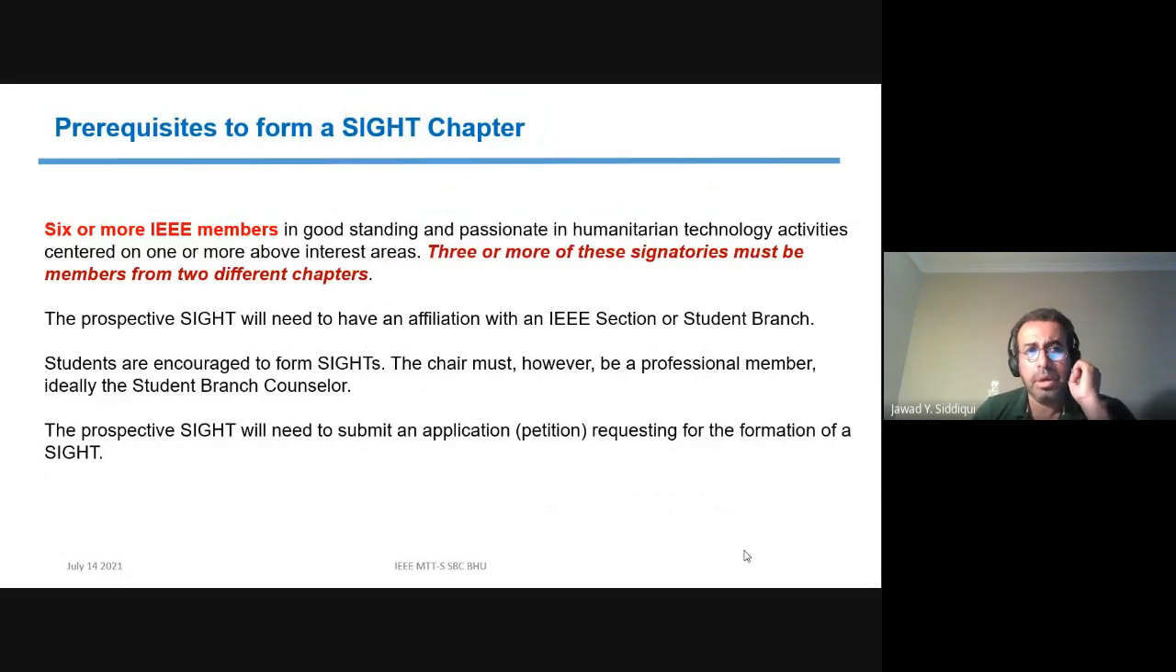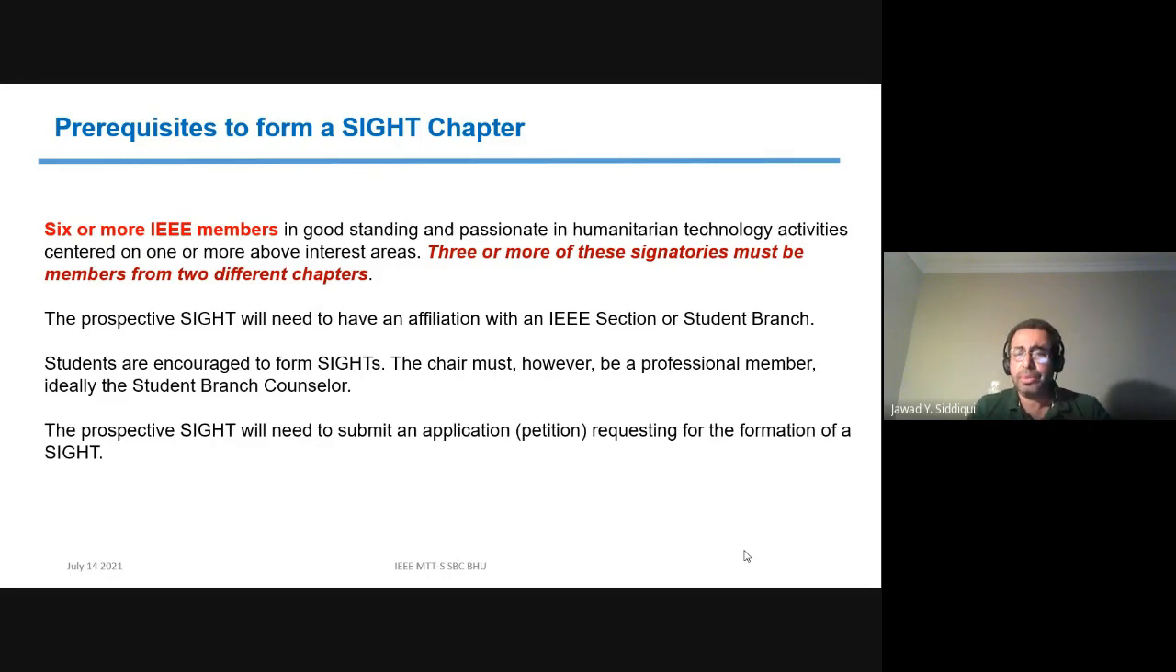Regarding the prerequisites to form a SIGHT chapter, I would request students to go through it and see if they can form SIGHT chapters, because you need 6 or more IEEE members in good standing. Good standing means they have to be active members for that year, and they have to be passionate about humanitarian technology activities. And 3 or more of the signatories must be members from 2 different chapters or 2 different societies. So it has to be interdisciplinary. If you have 6 members, you can form a SIGHT chapter.